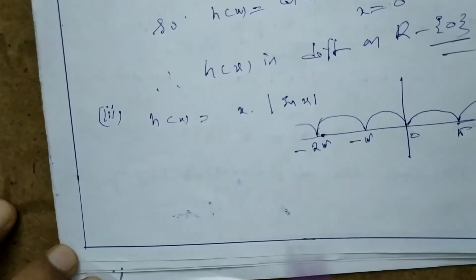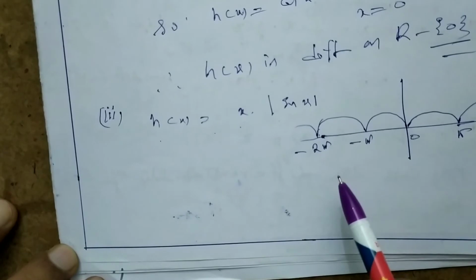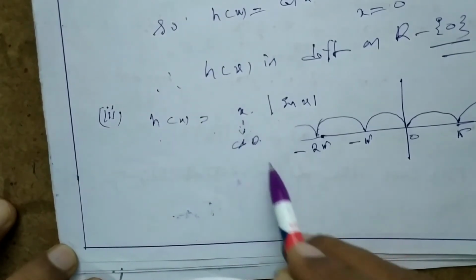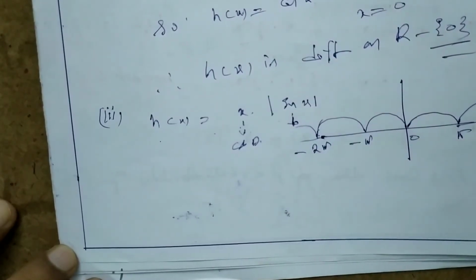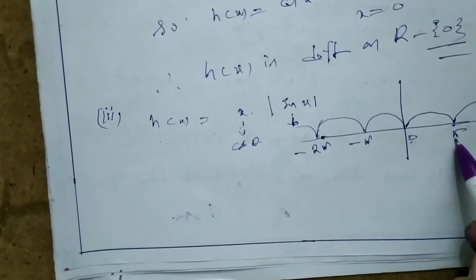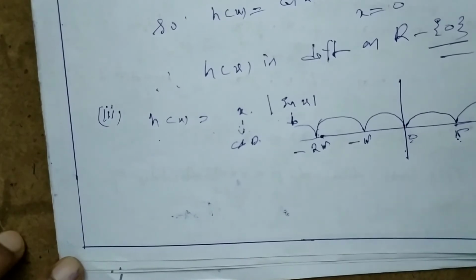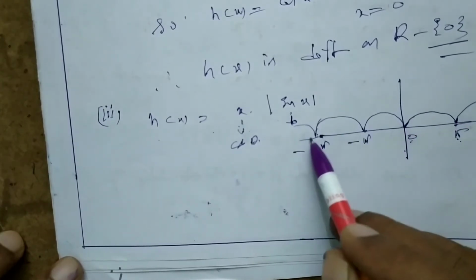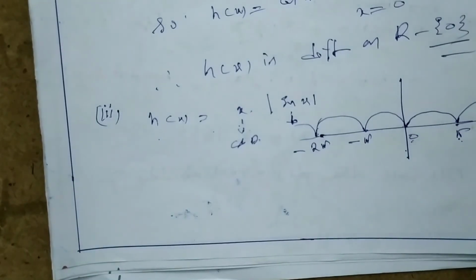See this function, h of x is equal to x into modulus of sin x. Suppose if you observe the first function x, it is continuous and differentiable everywhere on real numbers, but if you observe modulus of sin x, it is not differentiable at 0 and pi multiples: 0, pi, 2 pi, 3 pi and so on. So at these points kink points come, so we get different tangents, so it is not differentiable.